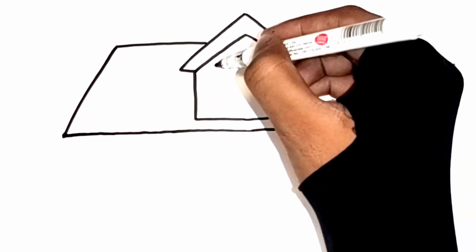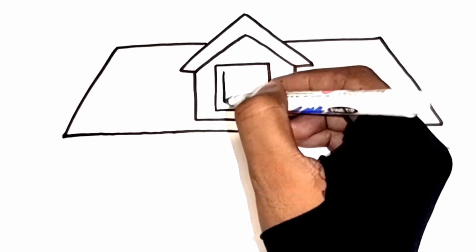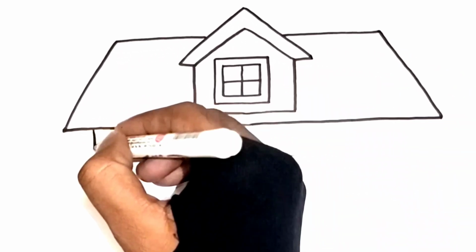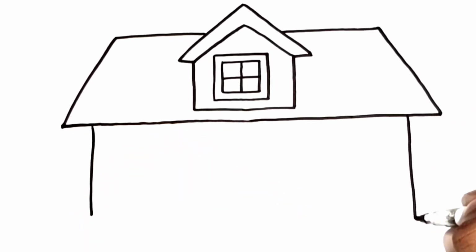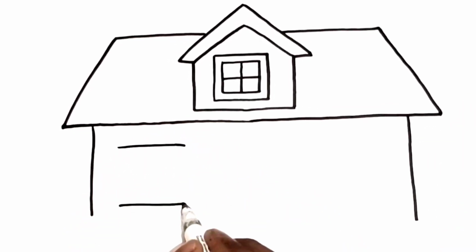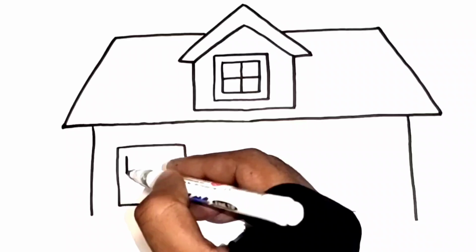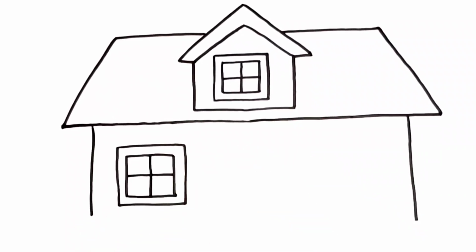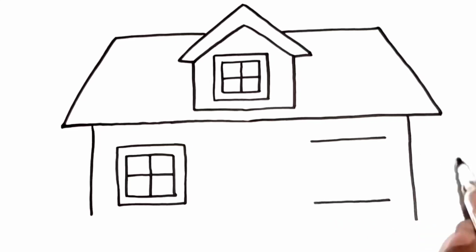Draw a window in it. I'll lower it 2 spots again. Now friends, I will draw 2 windows of the house, and this is the first one. Now I'm drawing the second window, friends.